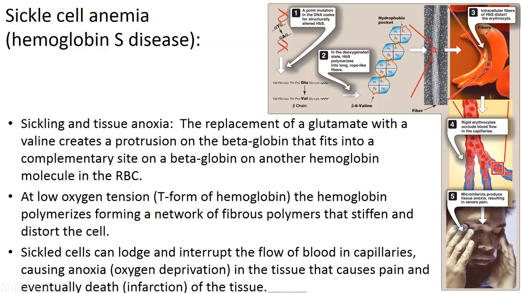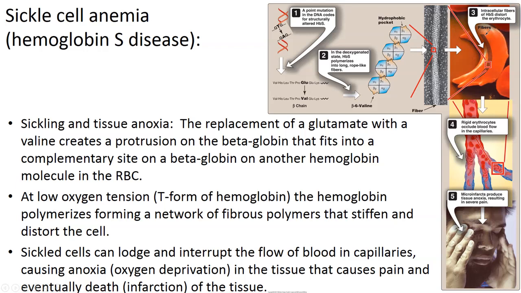But anyway, what ends up happening is you create this hydrophobic interaction, and you start creating these fibers, and they become very insoluble. They actually will precipitate out, and they start getting longer and longer and longer. And when they do, they actually start distorting the shape of the red blood cell. I don't have a picture of a normal red blood cell here, but you can kind of see, in this little capillary there, what a normal red blood cell looks like.